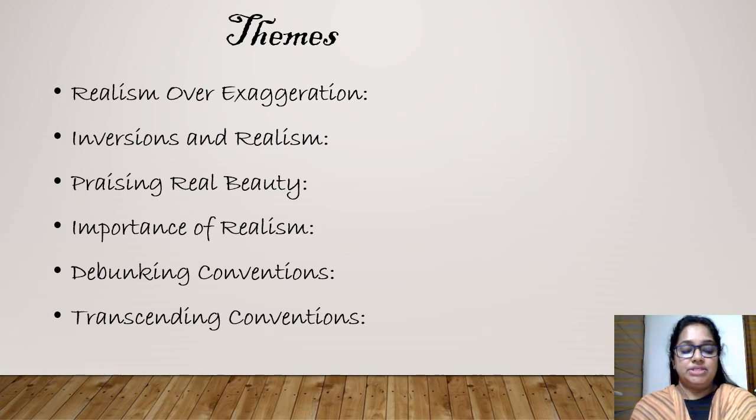Praising real beauty. Despite the rejection of traditional compliments, Shakespeare's intent is to praise a woman's real beauty. He admires her in realistic terms, implying that her true beauty is more genuine than the exaggerated descriptions found in the conventional poetry that was used during that era.